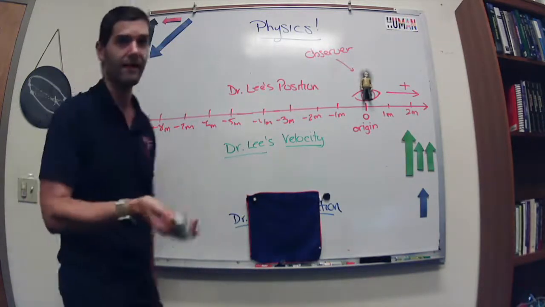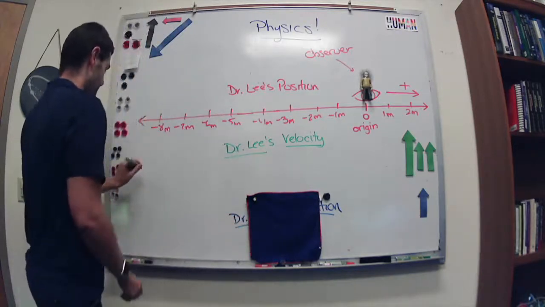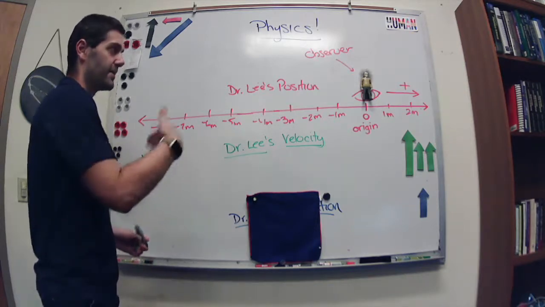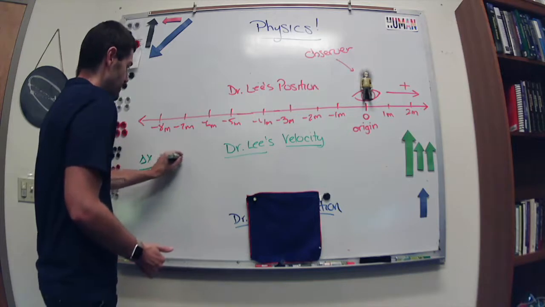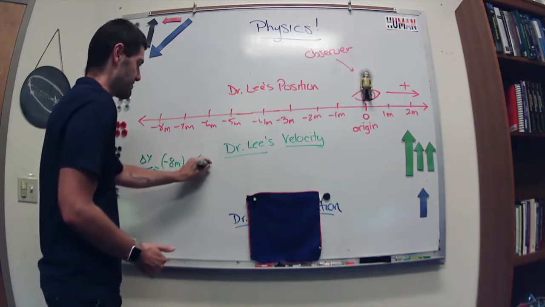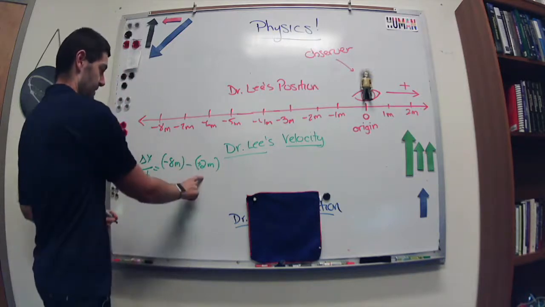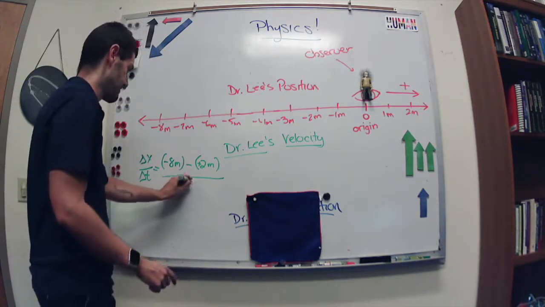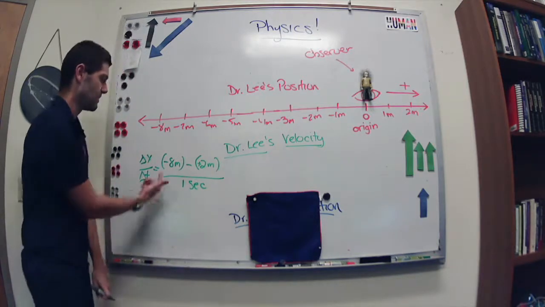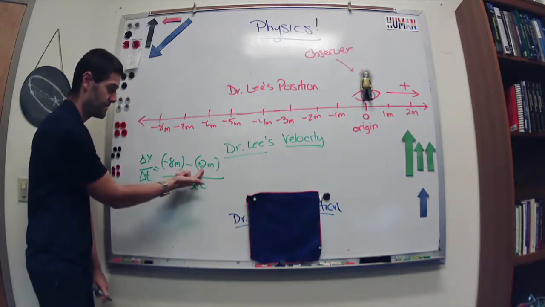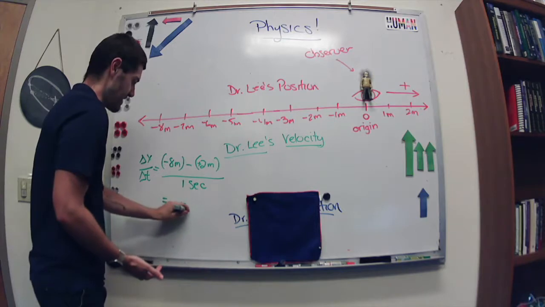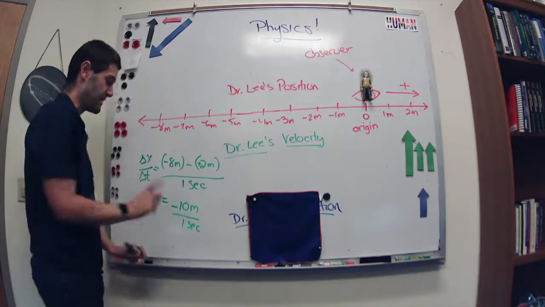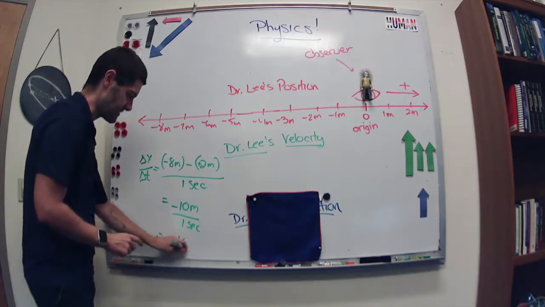If I wanted to calculate my average velocity during that time, I would say that it's delta x over delta t, delta x final minus initial, -8 meters, minus positive 2 meters, final minus initial, divided by the amount of time that elapsed, which in this case was just 1 second. -8 minus 2, in this case, is then just -10 meters divided by 1 second. -10 divided by 1 is just -10.